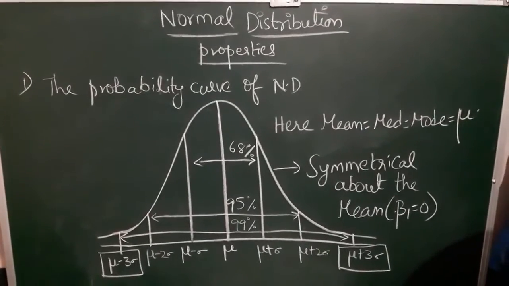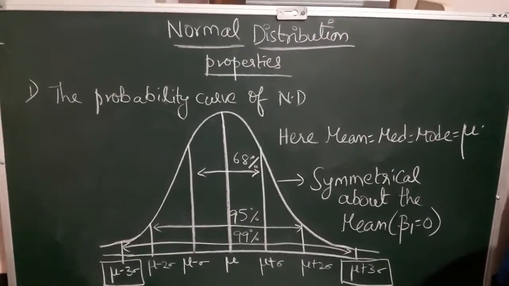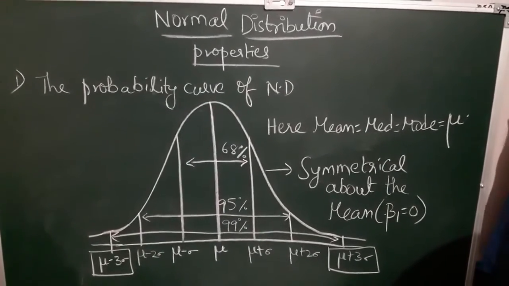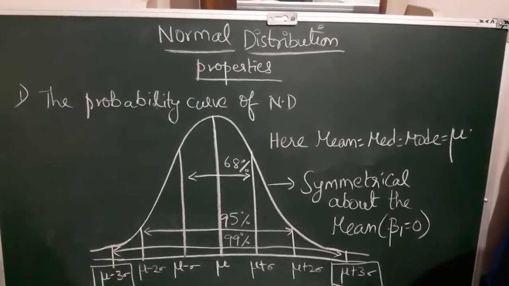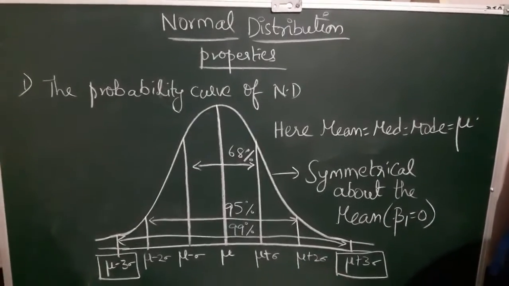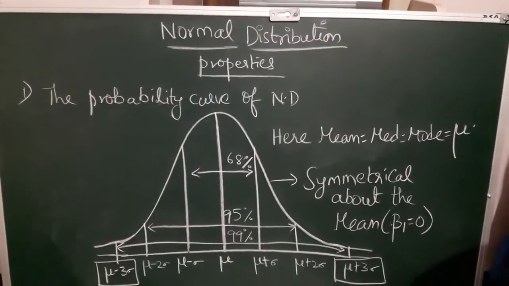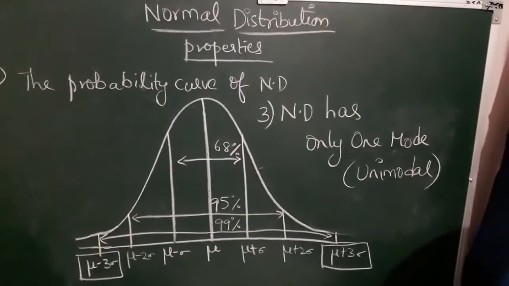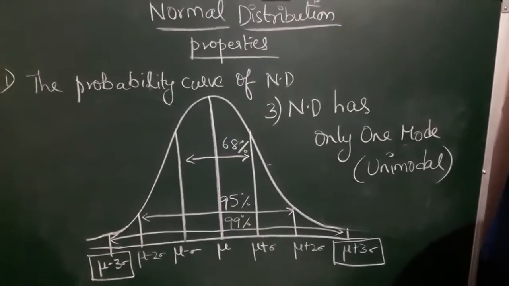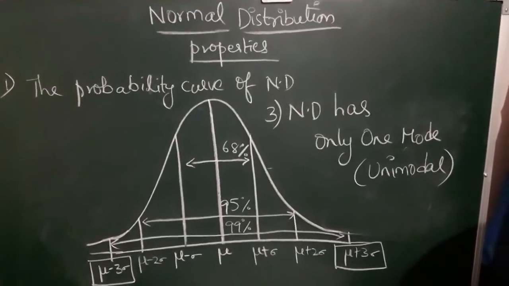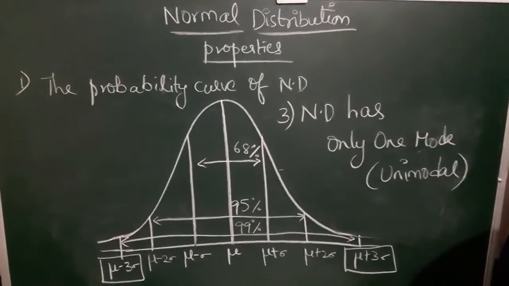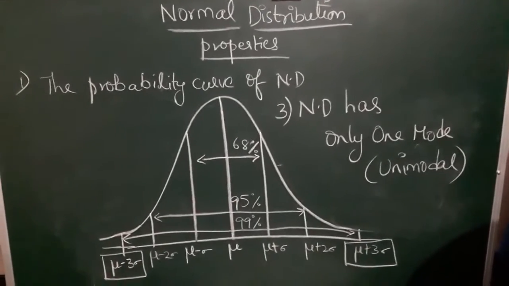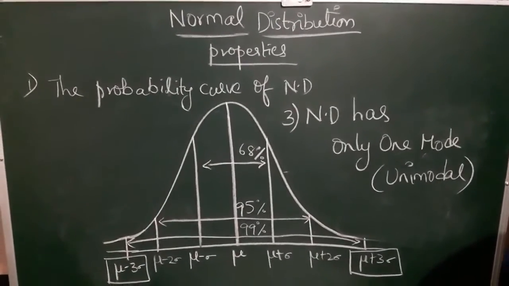Now property number 3: the normal distribution has only one mode, that is, it is unimodal. Remember, the normal distribution has only one mode. We have only a single mode value in normal distribution, so we can say it is unimodal.